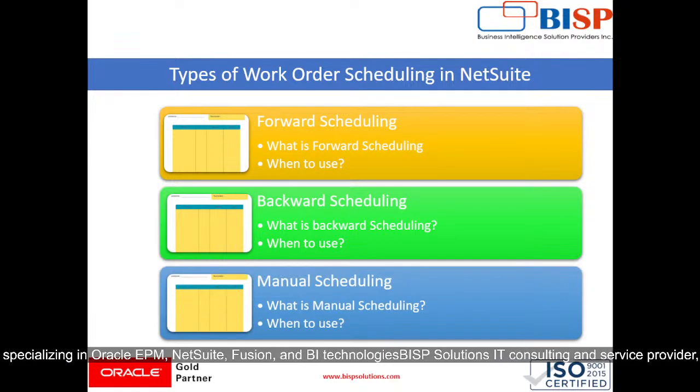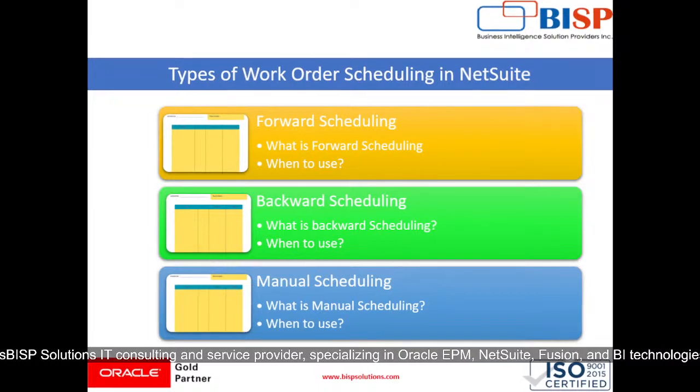Then comes manual scheduling, which allows users to manually define start and end dates for work orders. It is ideal for highly customized or irregular production tasks, and it is used when production timelines are flexible or subject to frequent changes.